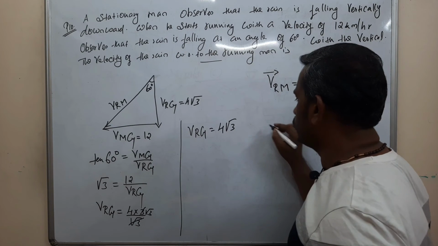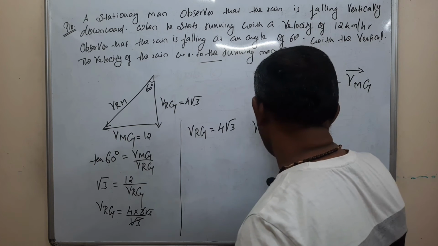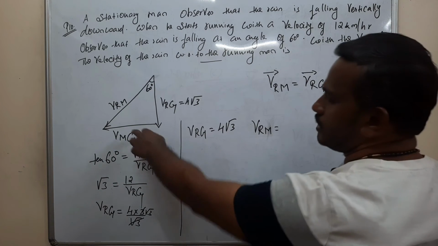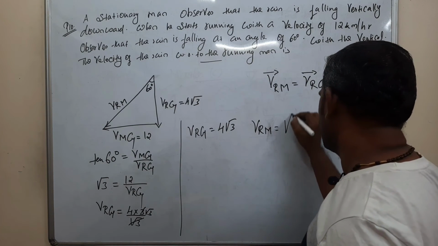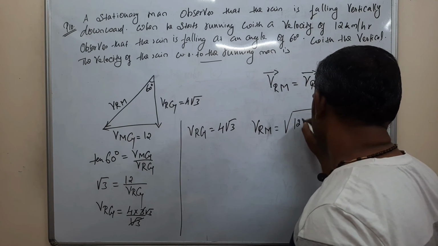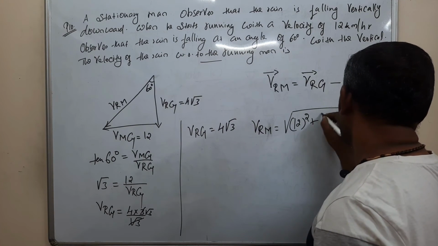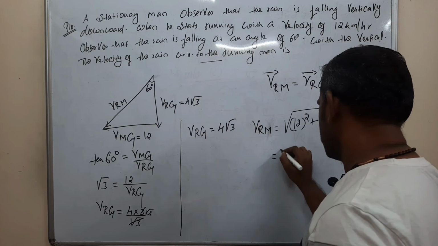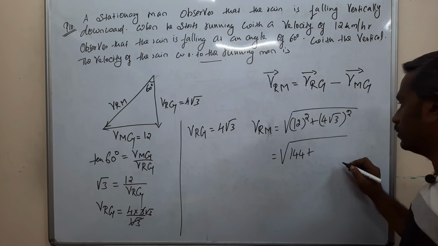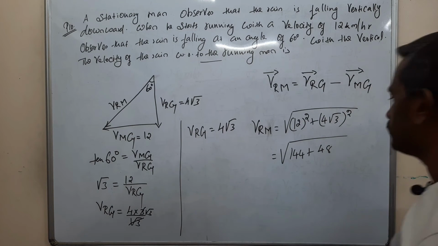So VRM, the velocity of the rain with respect to the running man. Okay, so it is a right-angled triangle. VRM is equal to the square root of 12 squared plus (4 root 3) the whole squared. So that's 12 squared, 144, plus 16 into 3, that is 48.